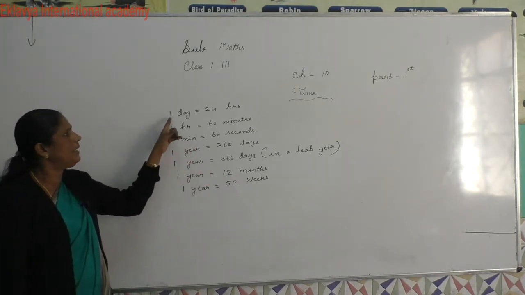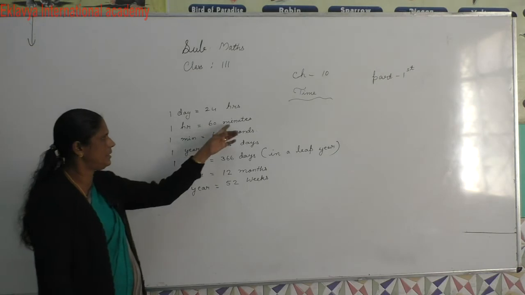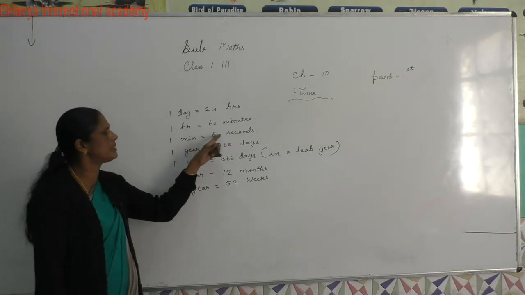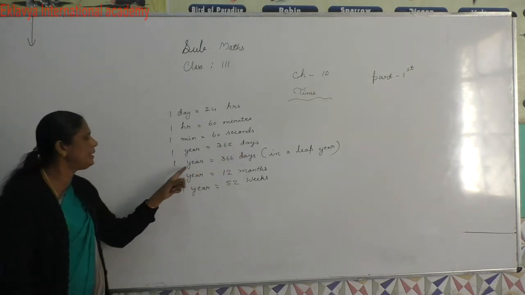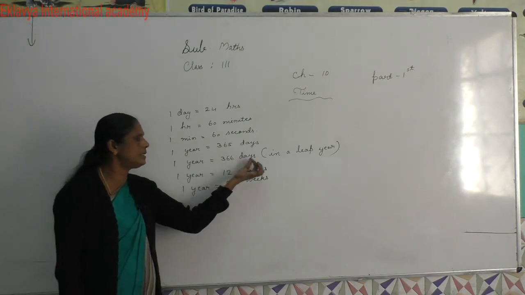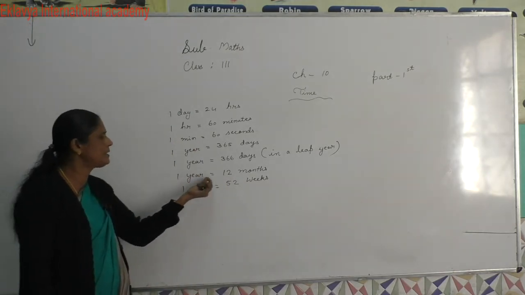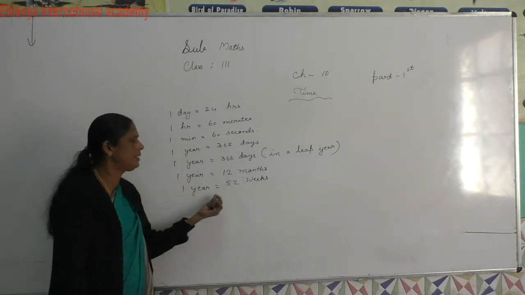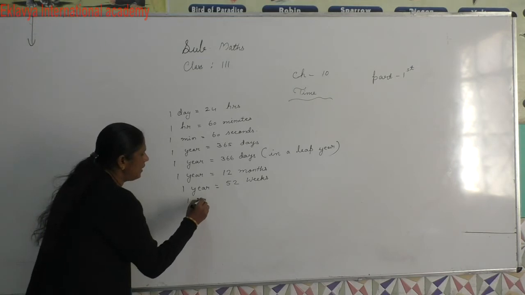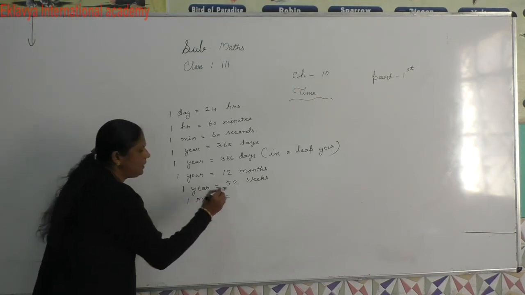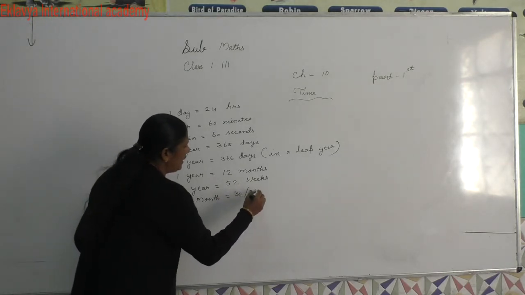Again you learn: 1 day is equal to 24 hours. 1 hour is equal to 60 minutes. 1 minute is equal to 60 seconds. 1 year is equal to 365 days. 1 year is equal to 366 days in a leap year. Then 1 year is equal to 12 months. 1 year is equal to 52 weeks. Then 1 month is equal to 30 or 31 days.